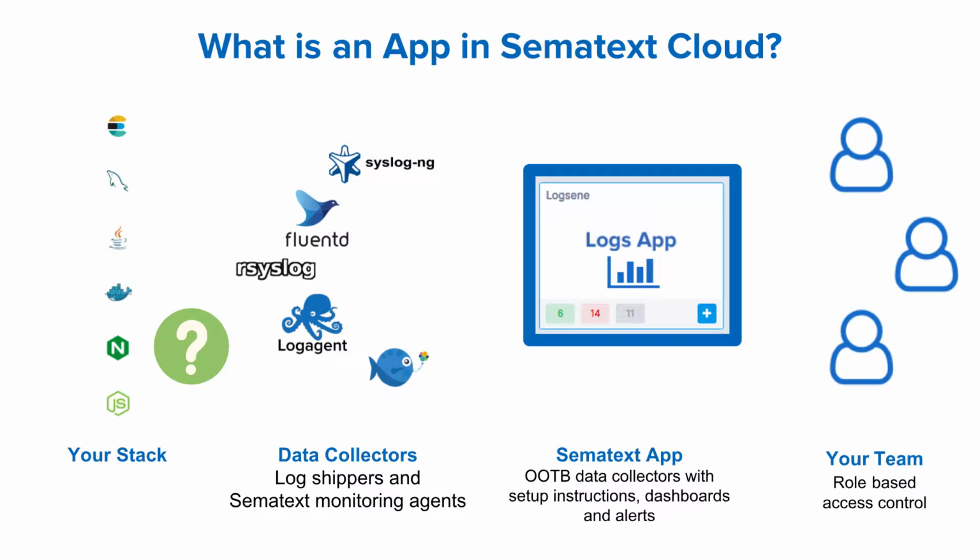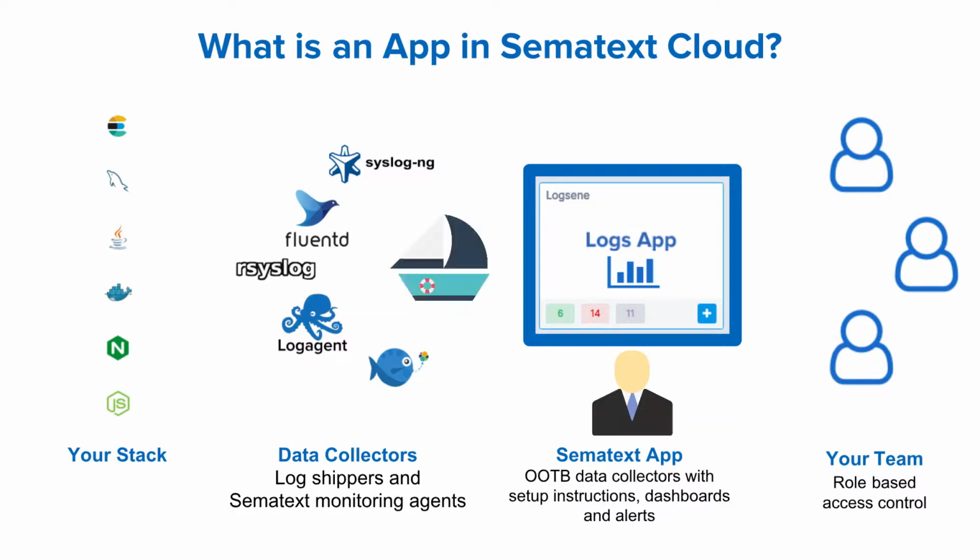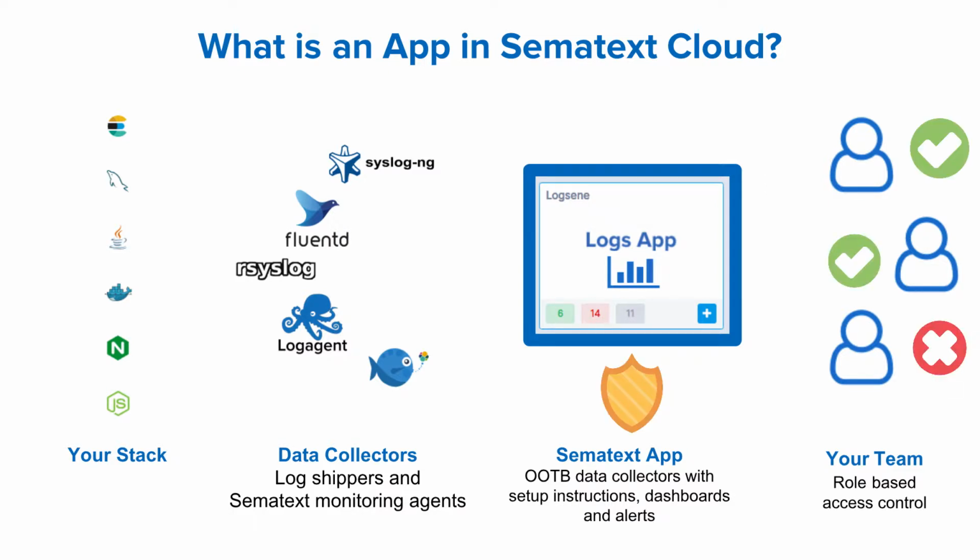Some data is needed for troubleshooting and can be discarded after just a few days, while more important data might need to be kept for months for legal or capacity planning purposes. Apps in Sematext Cloud are like containers for your different types of data. They help you bring order to your data. They help you manage monitoring agents and log shippers, data structure, dashboards, alerts, data retention, and, very importantly, access permissions.